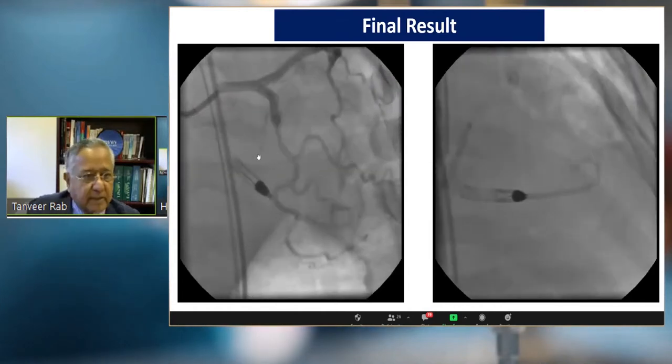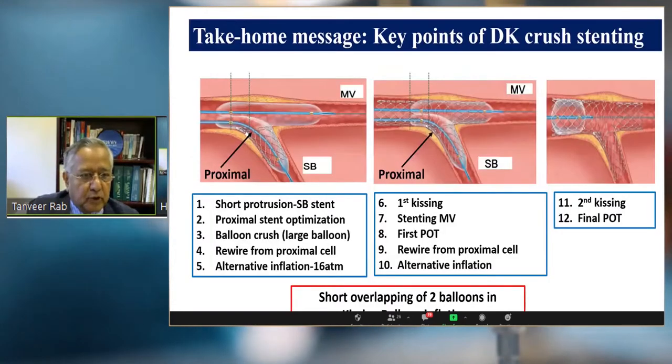So the steps again: you have a short protrusion of the side branch stent. You should do proximal stent optimization, balloon crush with a large balloon, rewire from the proximal cell, alternate inflation at 16 atmospheres before the first kissing, stenting the main vessel back to the left main, first POT, rewire from the proximal cell, alternate inflation, second kissing, and final POT. So you always use short overlapping balloons for kissing balloon inflations.